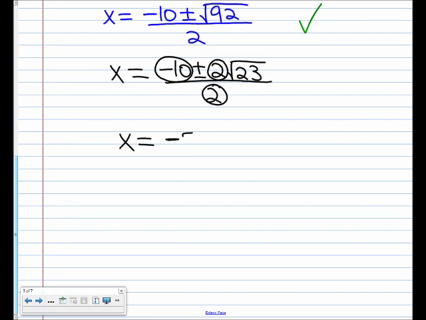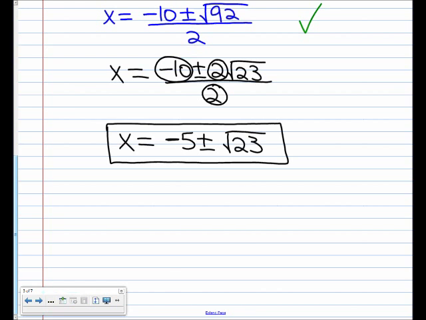So I'm going to write negative 5 plus or minus. You could put a 1 next to the square root of 23, but you don't need to. And you could put it all over 1, but again, you don't need to. So this right here is the answer for solving this quadratic.